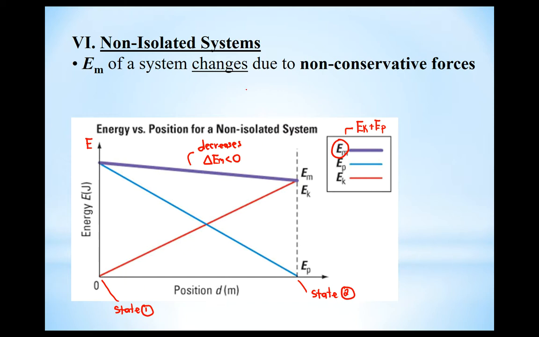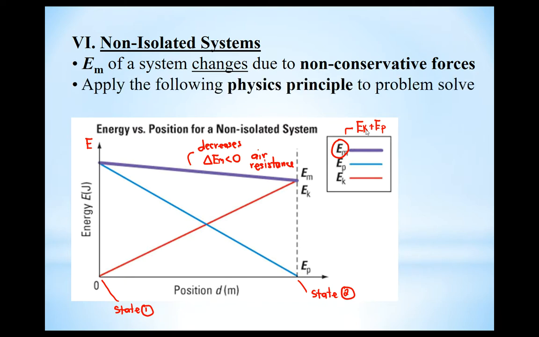Well, why would the mechanical energy decrease? Because of a non-conservative force. What's the non-conservative force here? Well, it'd be air resistance. So you're losing some of your mechanical energy in the system in the form of air resistance, which is a non-conservative force. So this would be an example of a non-isolated system.